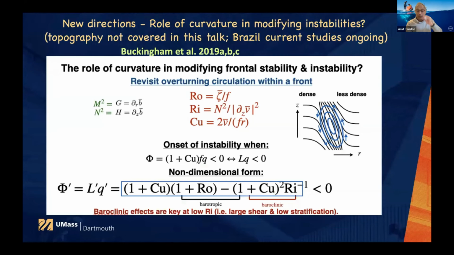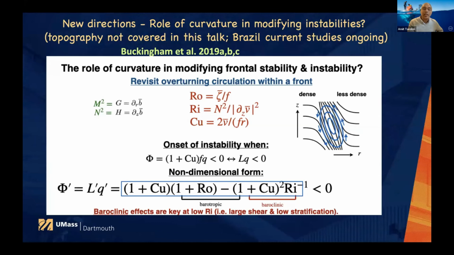One last topic that I wanted to discuss is that there are new directions now that are going on. So how do we think of what happens if you begin to take into account the curvature of the fronts? If you now revisit the overturning circulation within a front, then it turns out that the onset of instability happens when a third variable comes in, which is the conservation of angular momentum.